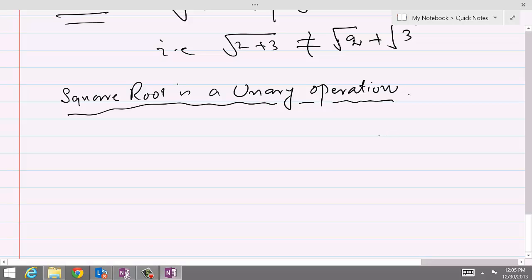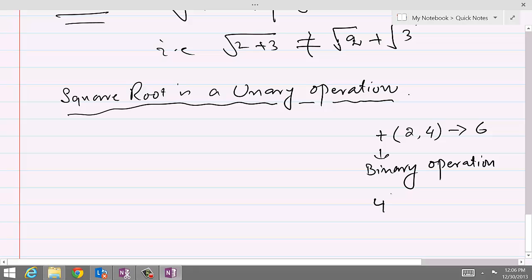If you take a look at the plus operation, plus sign will always require at least two numbers, 2 and 4, and that will give you 6. That's why plus is called a binary operation, because it requires two numbers. And you cannot say, add 4 to what? If you don't tell the second number, the operation of addition is meaningless. That's why plus is a binary operation, but the square root is a unary operation. It only requires one number to operate.